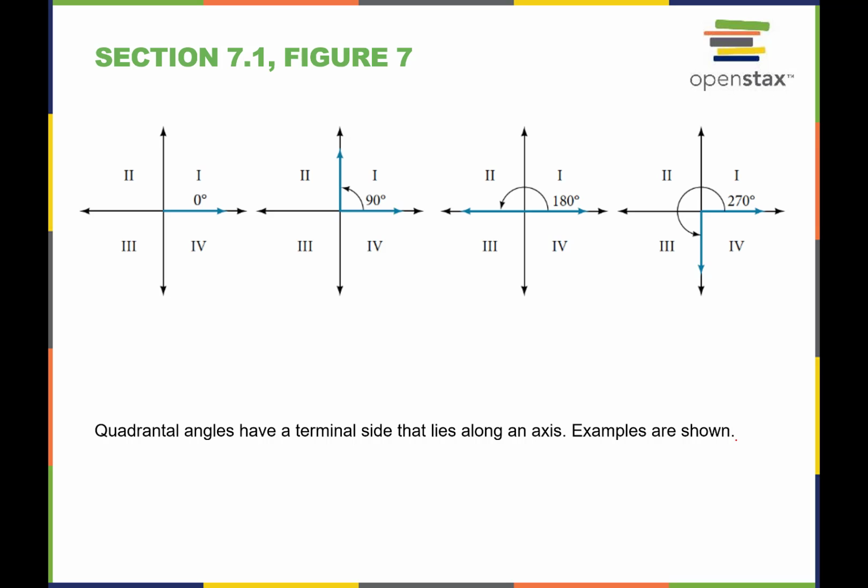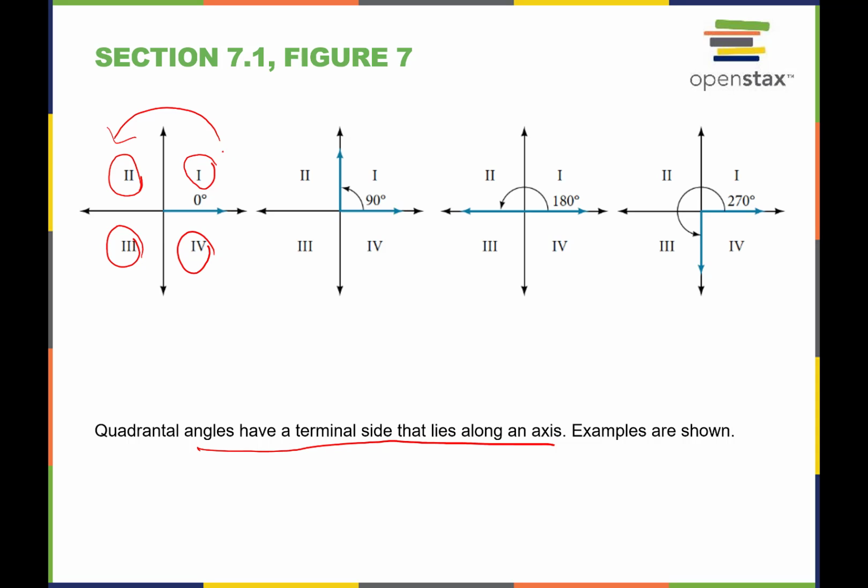Okay, and here's everything labeled for you that I just went through. These are called your quadrantal angles, okay? That's angles that have a terminal side that lies along an axis. And here's all the ones I just went through with you. The additional information that's on this picture is it also labels your quadrants. So your quadrants, when you're looking at a grid, your first quadrant is always the upper right-hand corner. And then it goes around counterclockwise. So this is quadrant 2, this is quadrant 3, and this is quadrant 4.